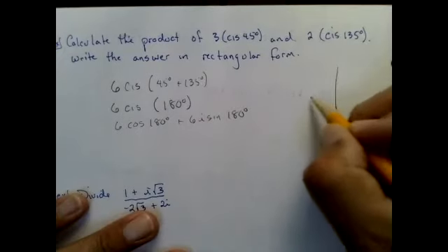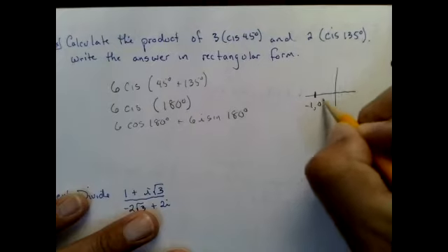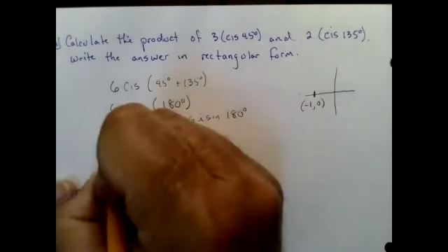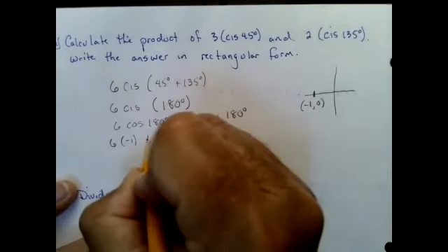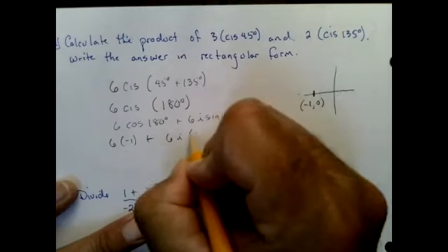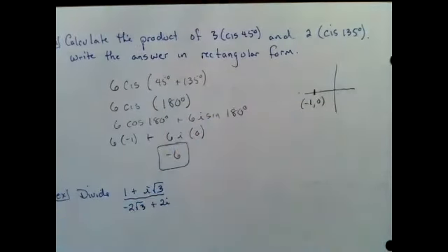I'm going to go and do this one. 180 is to here. That's the point -1, 0, which means my cosine is -1. My sine is 0. This ends up equaling -6.